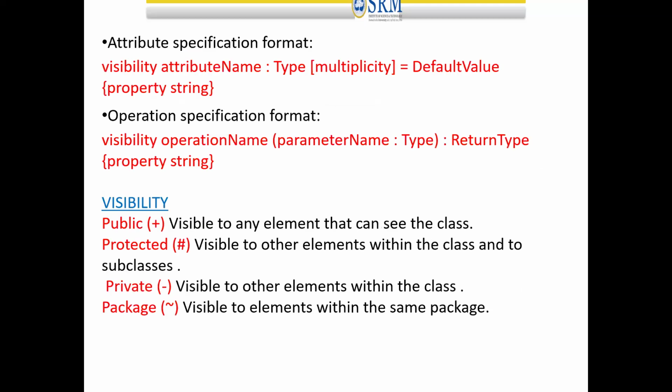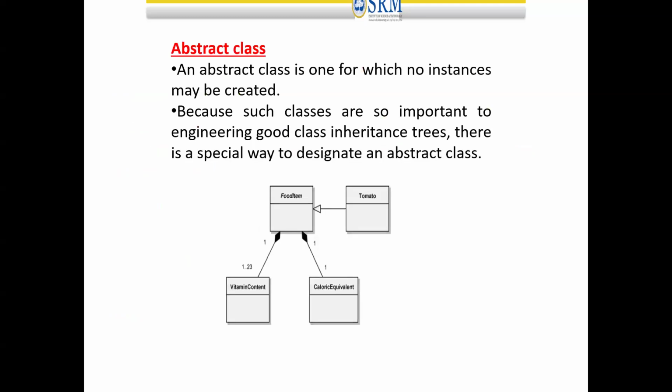So, attribute specification: how the attributes can be defined. The visibility is mentioned as plus for public, and protected is mentioned as hash. Private is mentioned as minus and package is the tilde symbol. So public means visible to any element that can see the class. Protected, hash, means visible to other elements within the class and to subclasses. Private, hyphen, means visible to other elements within the class, and package means visible to elements within the same package.